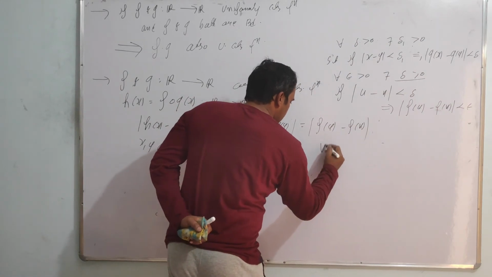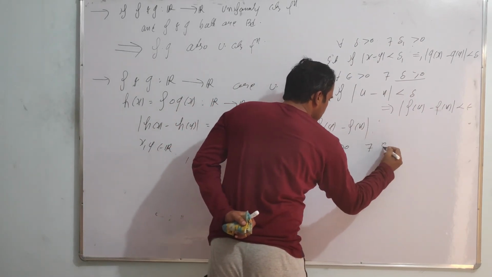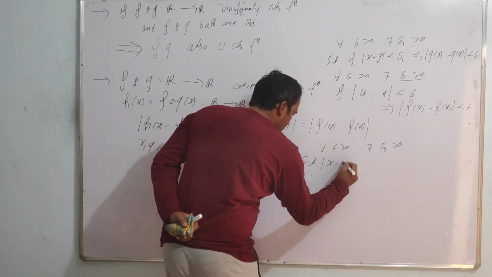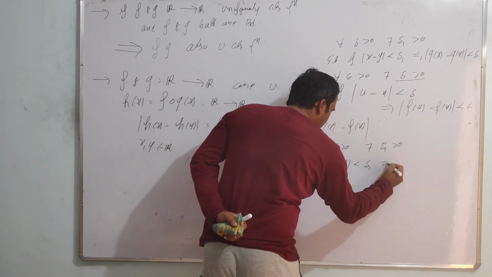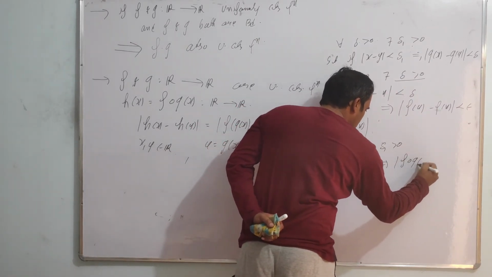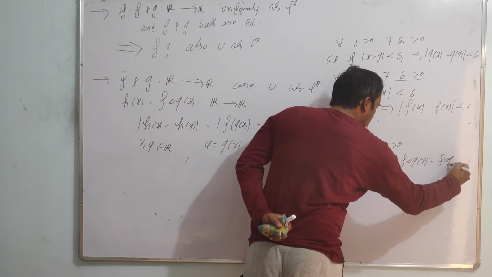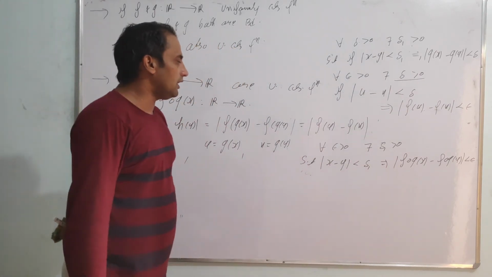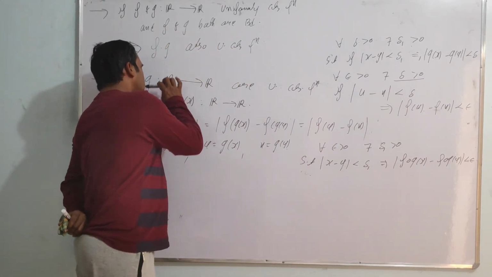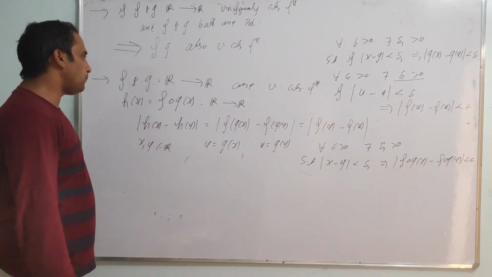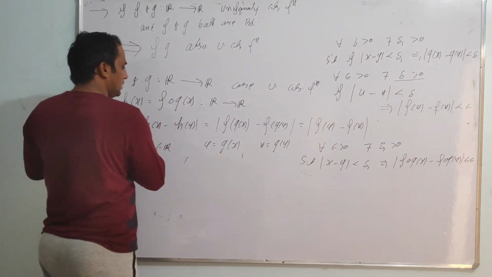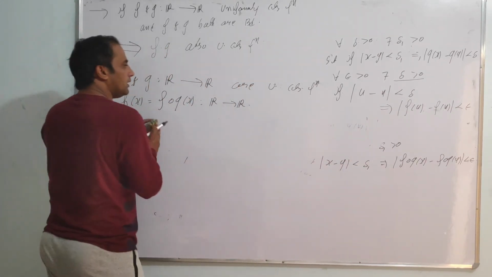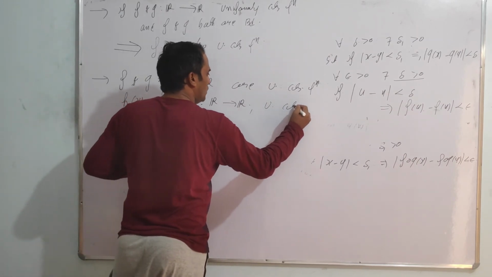So for any epsilon greater than 0, there is a delta 1 greater than 0 such that whenever the distance |x - y| is less than delta 1, it implies the distance between f(g(x)) and f(g(y)) is less than epsilon, by using these two conditions. So if f is uniformly continuous and g is uniformly continuous, then the composition of these two is always uniformly continuous. There is no restriction on domain and codomain. So this must be uniformly continuous.